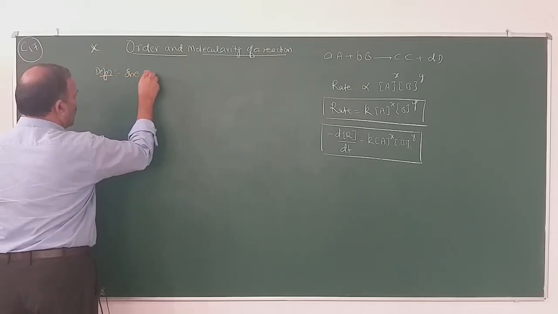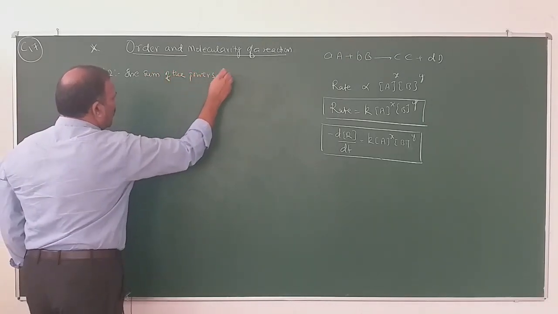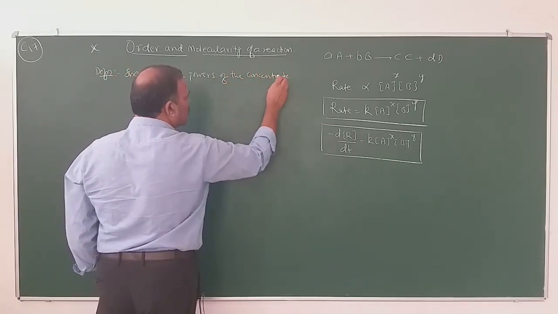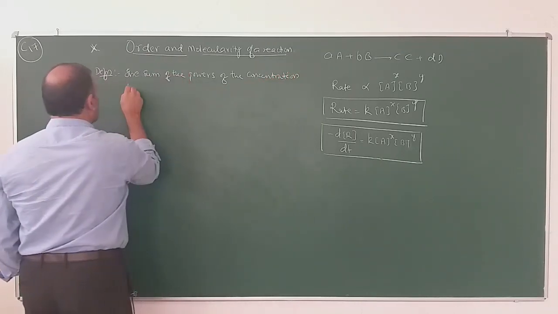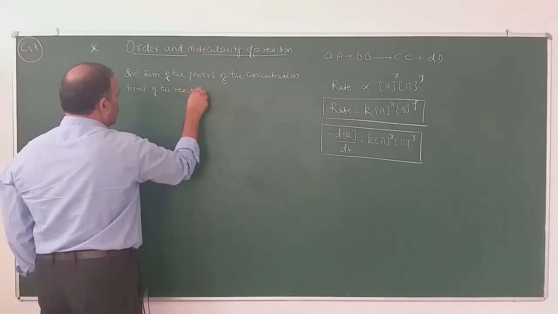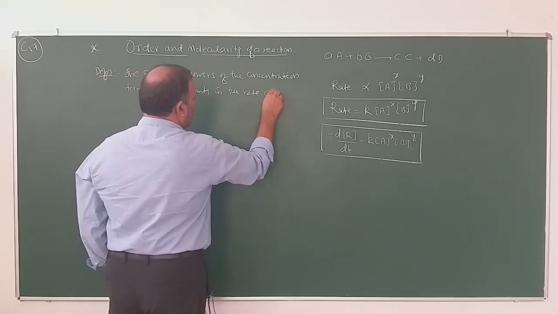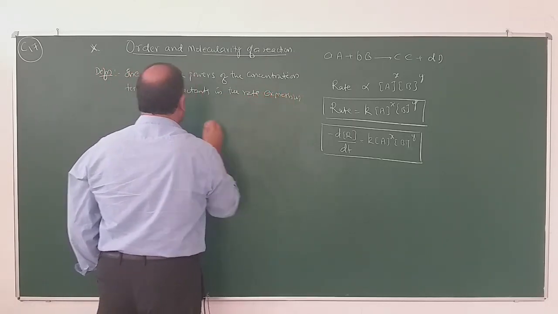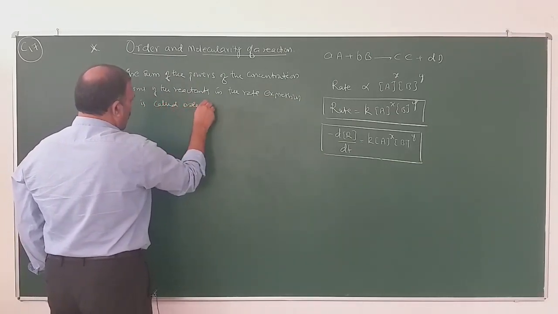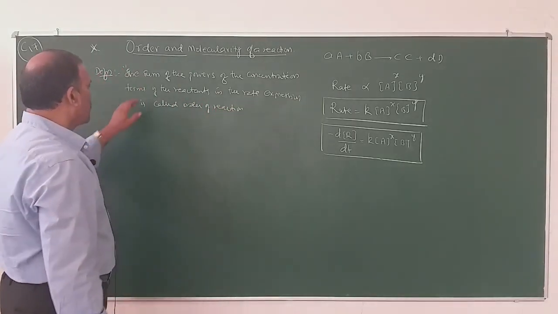What is the definition? The sum of the powers of the concentration terms of the reactants in the rate expression is called order of reaction. So this is the definition, this is very important.